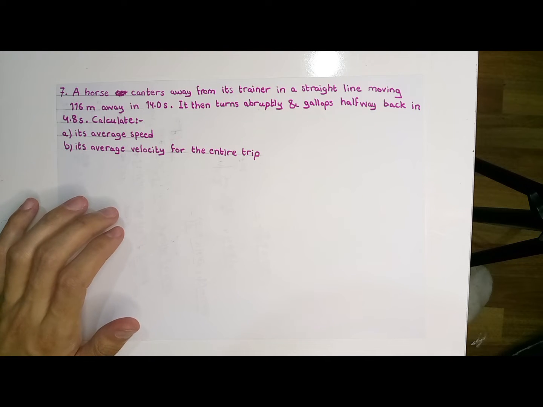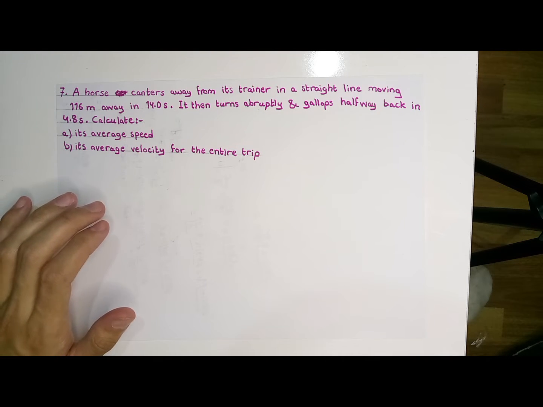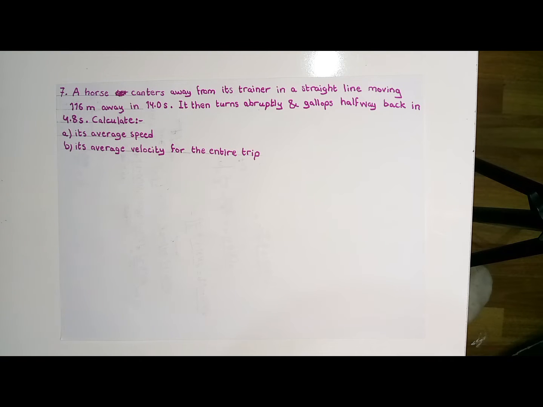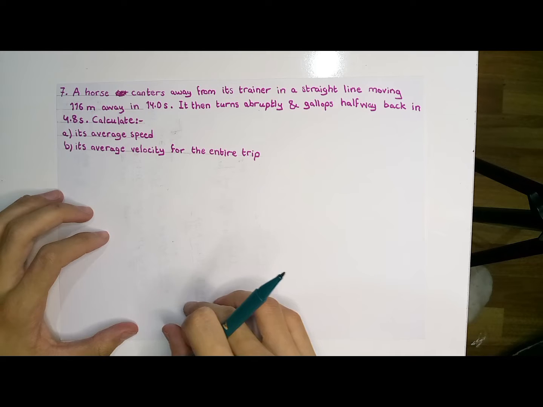A horse canters away from its trainer in a straight line, moving 116 meters away in 14 seconds. It then turns abruptly and gallops halfway back in 4.8 seconds. Calculate the following things. Firstly, I will start solving this problem by drawing an illustrative sketch.